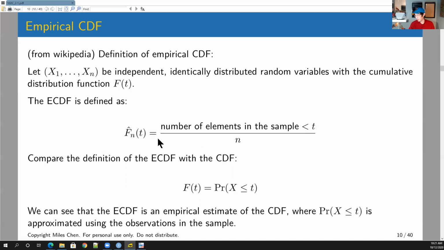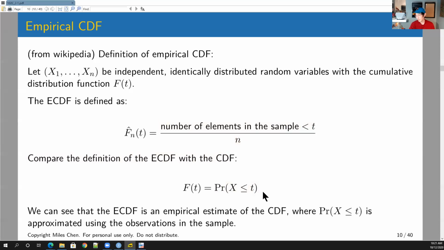The empirical CDF is based on this, except it's based on your sample. It's the number of elements in the sample that are less than or equal to t, divided by n, the number of elements in your sample. I'm trying to remember whether it's less than or equal to, but anyway, this is basically an empirical estimate of the true CDF.